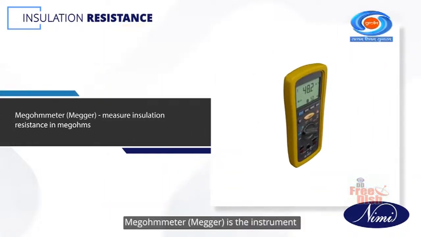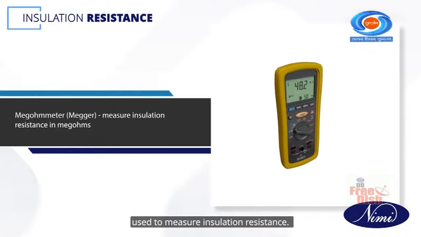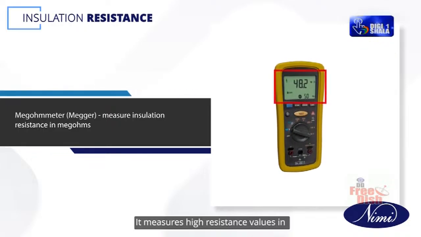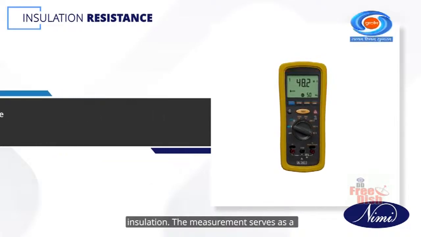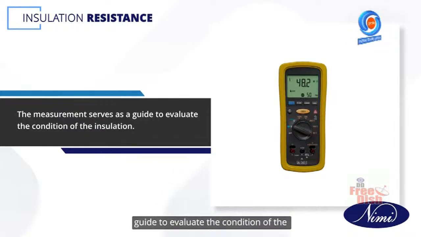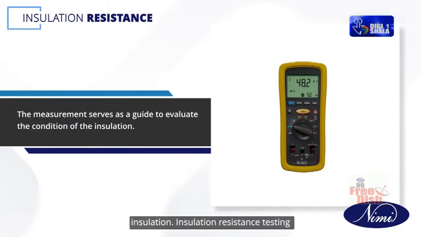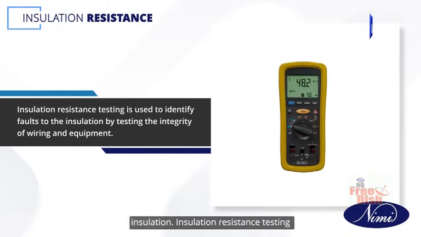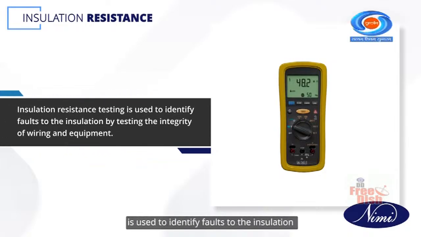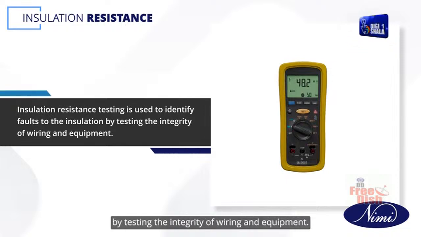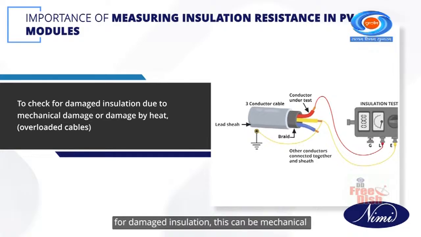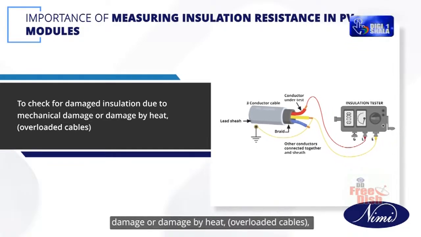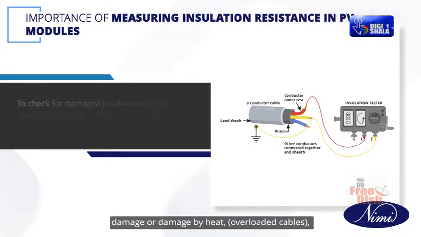Megger. Megger is the instrument used to measure insulation resistance. It measures high resistance values in megohms without causing damage to the insulation. The measurement serves as a guide to evaluate the condition of the insulation. Insulation resistance testing is used to identify faults in the insulation by testing the integrity of wiring and equipment. The purpose of the IR test is to check for damaged insulation. This can be mechanical damage or damage by heat or overloaded cables.